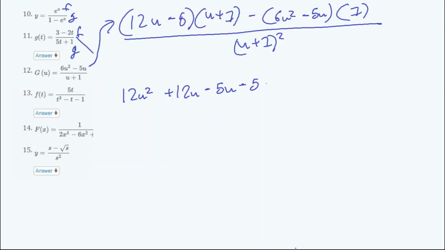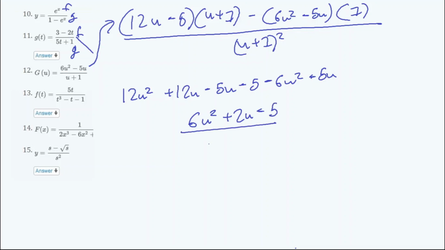And then on this side, we're going to have minus 6u squared and minus 5u. And let's quickly simplify this out, and then we'll put it all back together. So we're going to have negative 6 and positive 12, so it's going to be positive 6u squared. And we have 12u, negative 5u, and negative 5u. So we're going to have 2u, and then we just have one constant, negative 5.